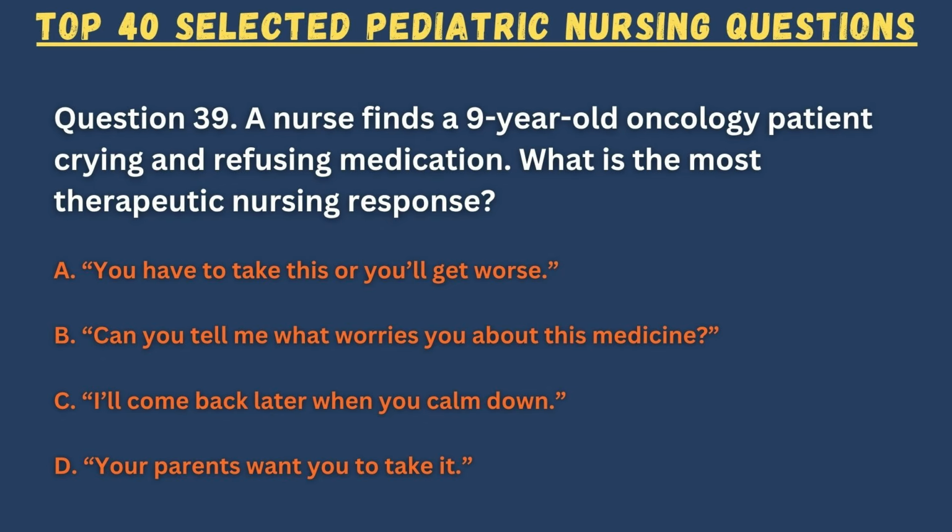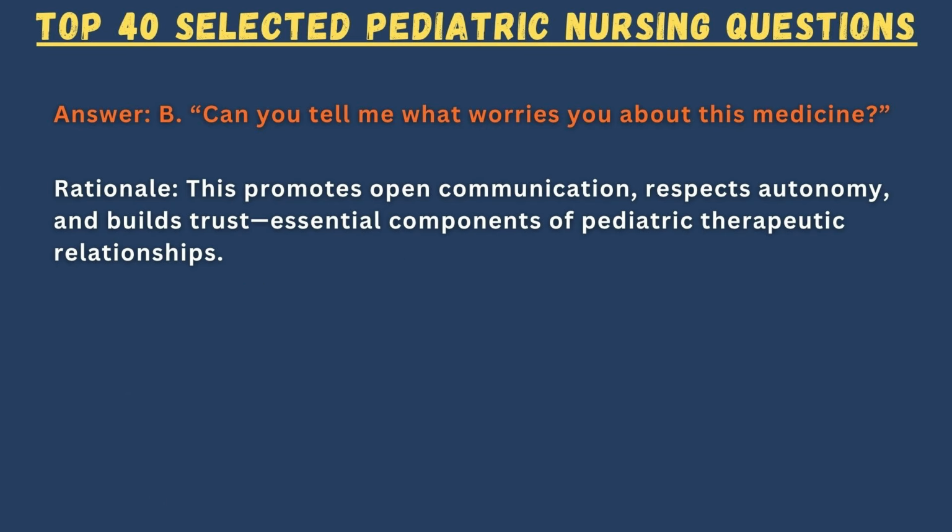Question 39. A nurse finds a 9-year-old oncology patient crying and refusing medication. What is the most therapeutic nursing response? A. You have to take this or you'll get worse. B. Can you tell me what worries you about this medicine? C. I'll come back later when you calm down. D. Your parents want you to take it. Answer. B. Can you tell me what worries you about this medicine? Rationale. This promotes open communication, respects autonomy, and builds trust. Essential components of pediatric therapeutic relationships.